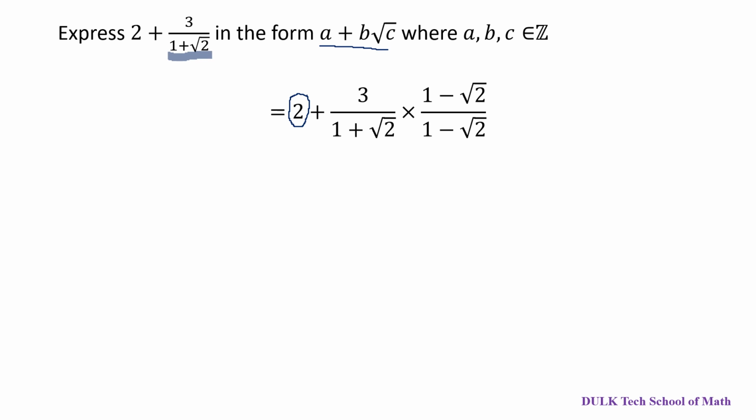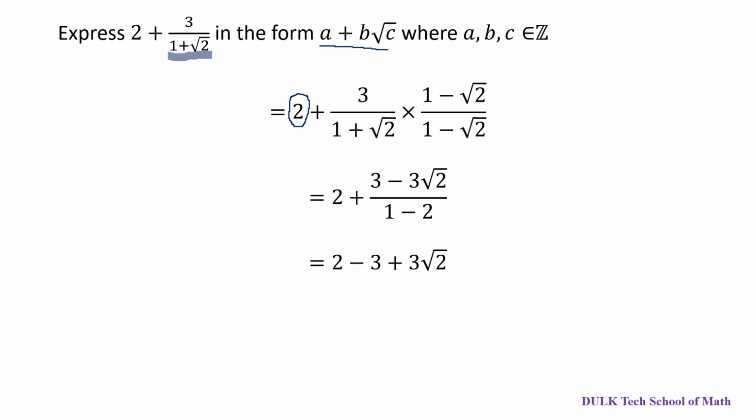Then we have this fraction 3 over 1 plus root 2. We want to rationalize the denominator, so we are going to multiply the whole of this fraction by the conjugate over itself, right? So we are going to multiply 3 by 1, we get 3, 3 by minus root 2, we get minus 3 root 2. Then in the denominator, it simplifies to 1 minus 2 like this. Then this simplifies to 2 minus 3 plus 3 root 2.